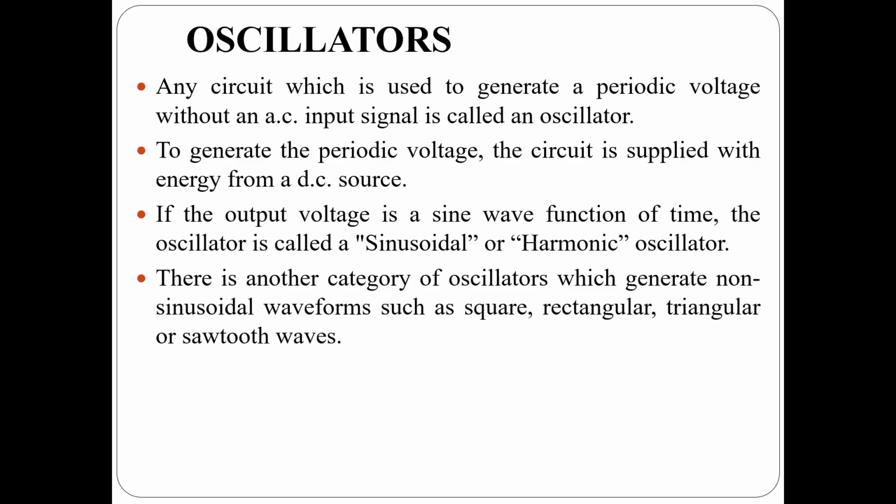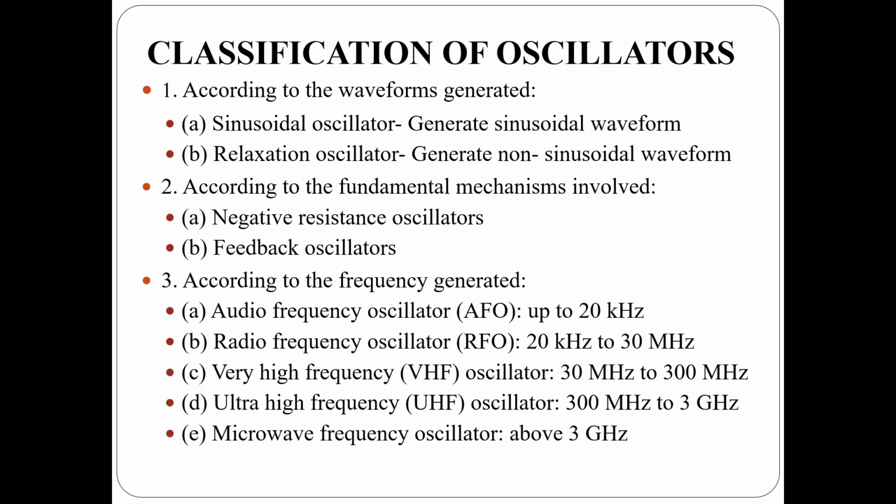Oscillators. Any circuit which is used to generate a periodic voltage without an AC input signal is called an oscillator. To generate the periodic voltage, the circuit is supplied with energy from a DC source. If the output voltage is a sine wave function of time, the oscillator is called a sinusoidal or harmonic oscillator. There is another category of oscillator which generates non-sinusoidal waveforms such as square, rectangular, triangular and sawtooth waveforms.